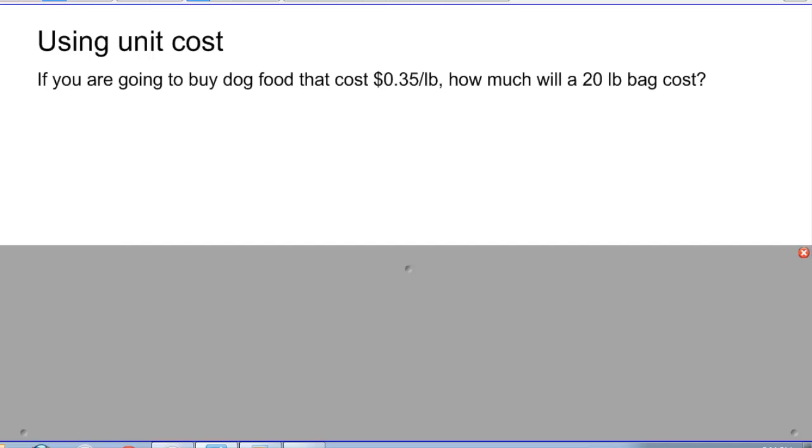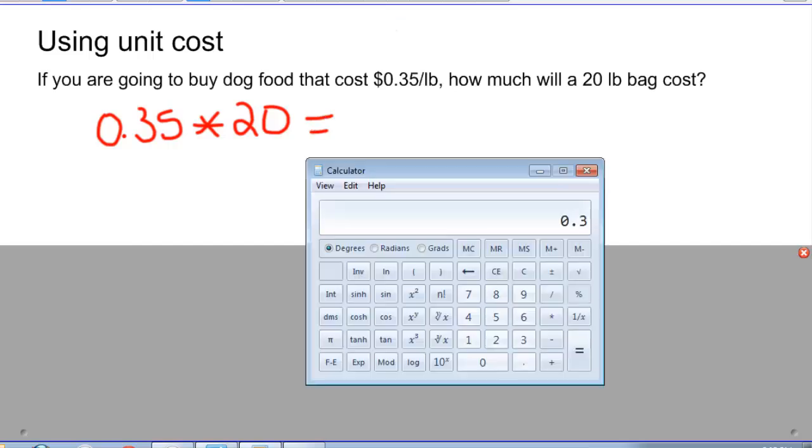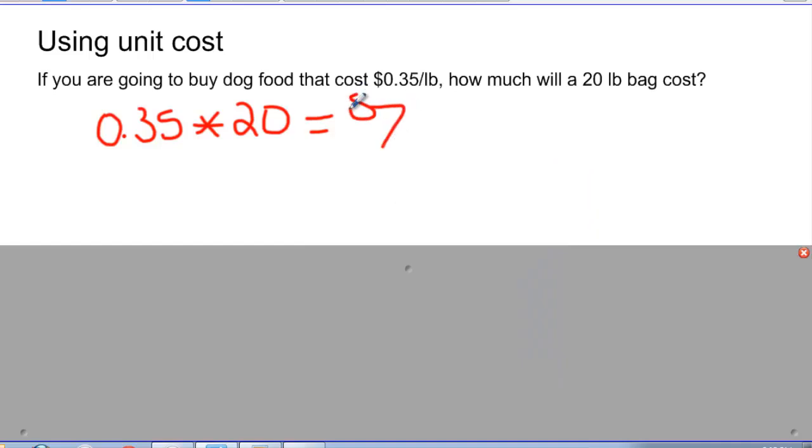So in this case, if we know the unit cost, 35 cents per pound, and we want to figure out the cost of a 20-pound bag, I'm just going to take the unit cost, that's per 1 pound, and multiply that by the number of pounds that I'm going to buy. So I would just take 0.35 and multiply that by the total number of pounds. And that tells me that my total cost for my bag of dog food is going to be $7. So that's one way that we might use unit cost. If we know the unit cost, we use it to calculate the total cost.